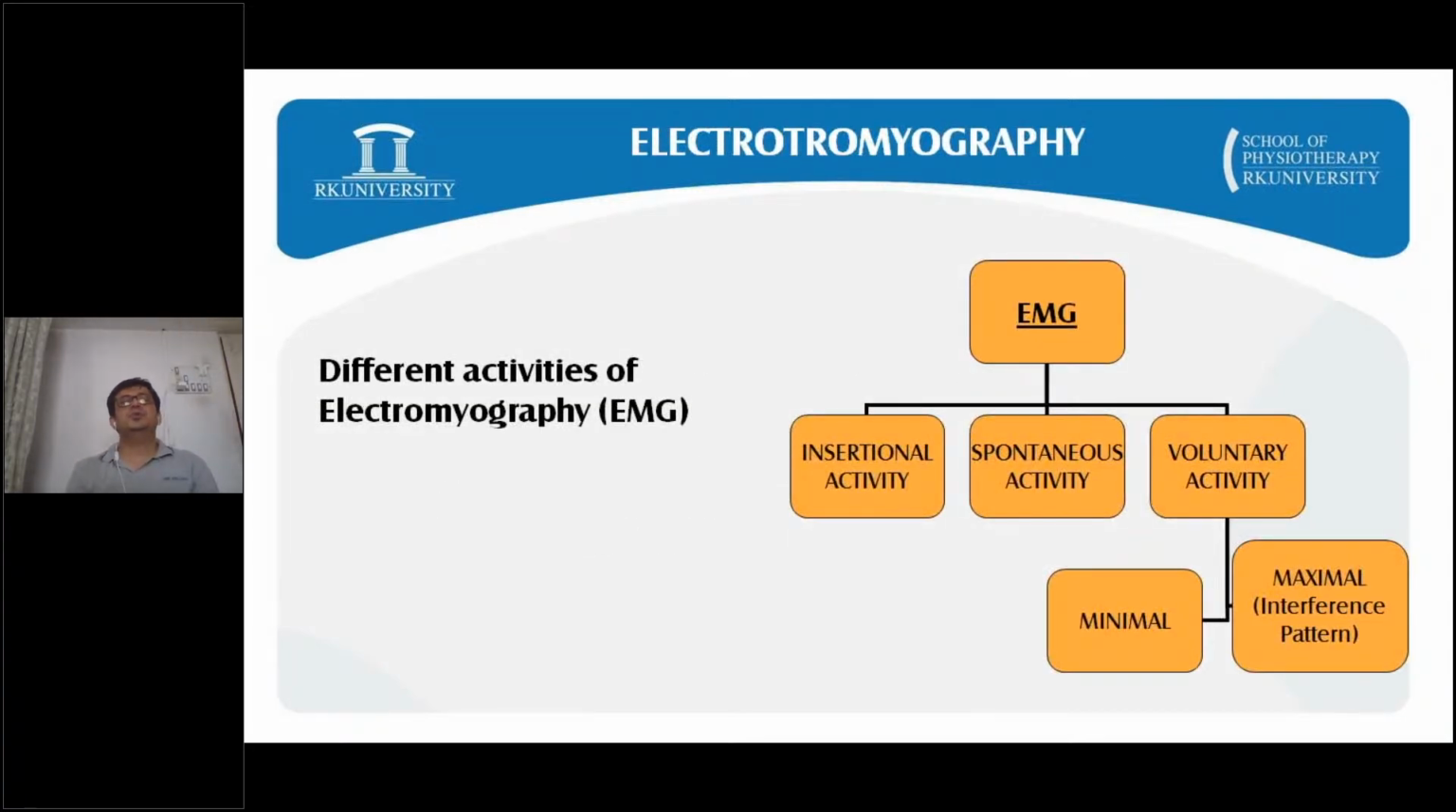Now EMG, so it is classified into three: insertional activity, spontaneous activity, and voluntary activity. Insertional activity means during the insertion of needle. Okay, it is continuous present tense. During the insertion of needle, whatever the activity is visible, it is known as insertional activity.